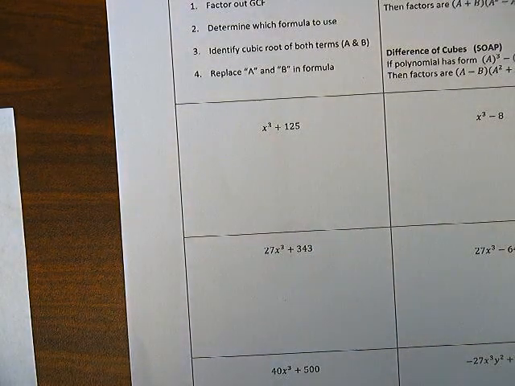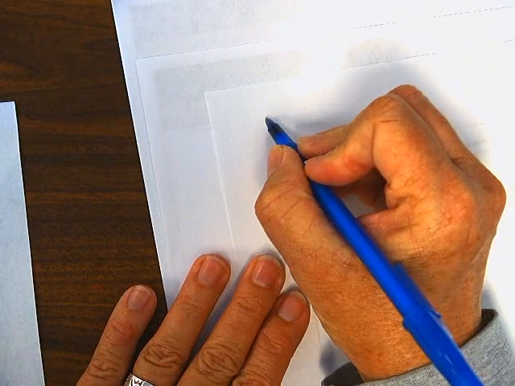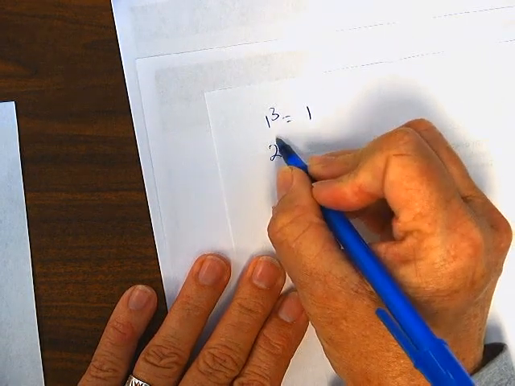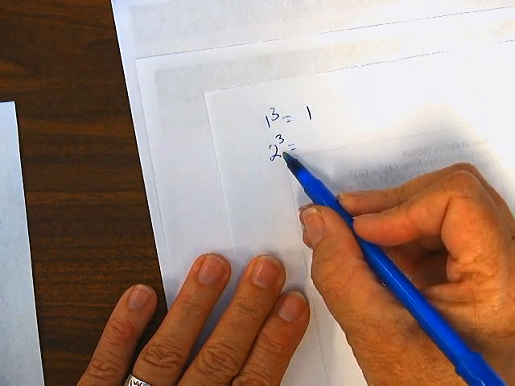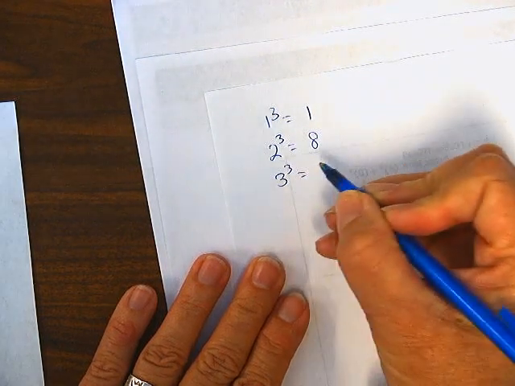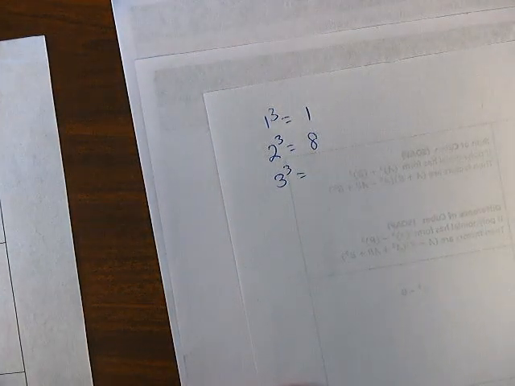Before we get started, one of the things I find very helpful is you need to have a list of cubes. So on the back of your paper, we're going to go ahead and just make a list. 1 to the third power equals 1. 2 to the third power, so 2 times 2 times 2 is 8.